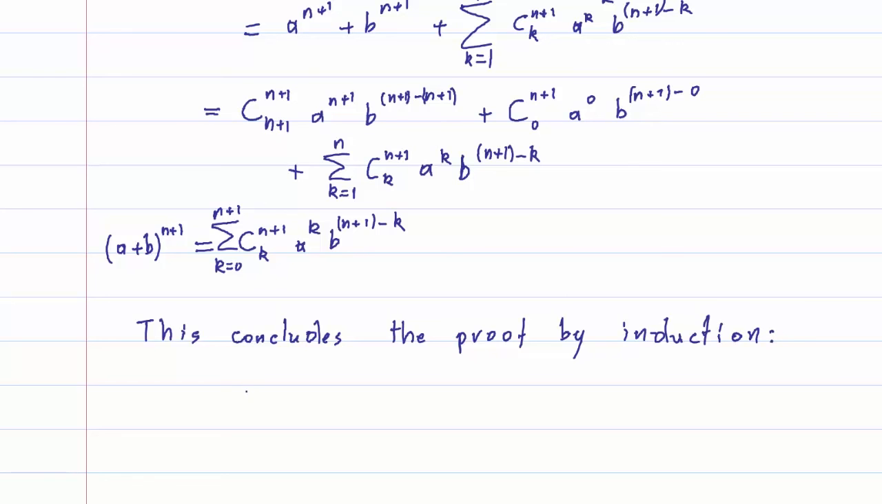We could show that (a plus b) to the power of n is equal to the sum for k equals 0 to n of C(k, n) a^k b^(n minus k). And here you have the complete proof of the binomial theorem.